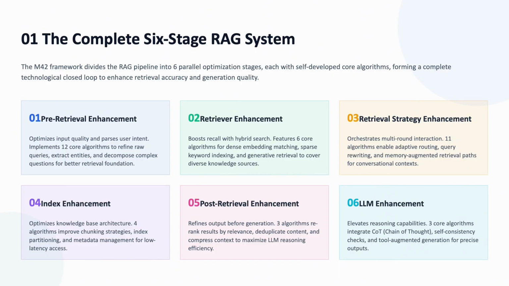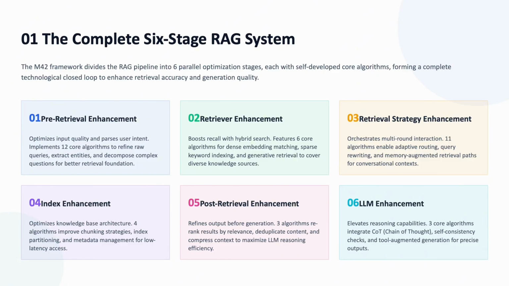Fourth, index enhancement. We optimize the underlying knowledge-base storage architecture. Our algorithms refine text chunking logic, index partitioning rules, and metadata lifecycle management, cutting query access latency significantly. Fifth, post-retrieval enhancement. Before feeding retrieved documents into LLMs, this module refines raw search outputs. 3 algorithms handle relevance re-ranking, duplicate content deduplication, and context compression, reducing LLM reasoning overhead while retaining valid information.